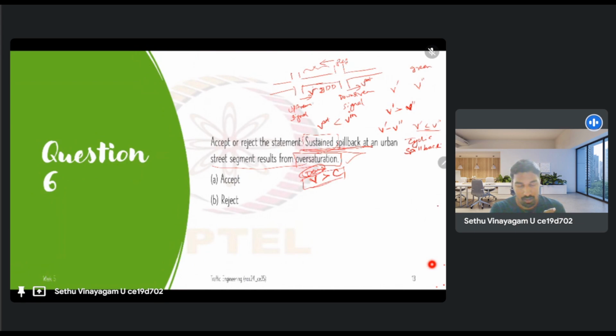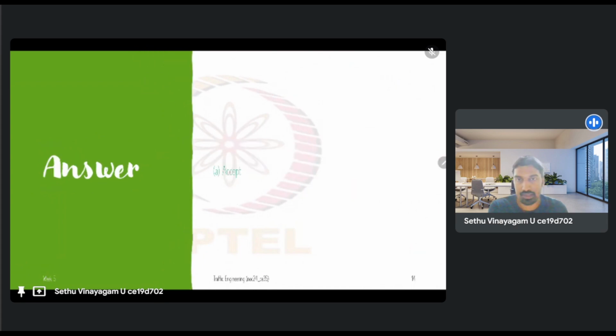Therefore you'll have longer queues than what this downstream intersection can service in one signal length, right? So when that happens, you'll have sustained spillback. The capacity is in terms of the saturation flow rate of this downstream signal, right? So if we have inflow coming from the upstream signal lesser than the saturation flow rate, in that case you'll have an undersaturated condition, and that will only result in a cyclic spillback. And so therefore this given statement is correct.